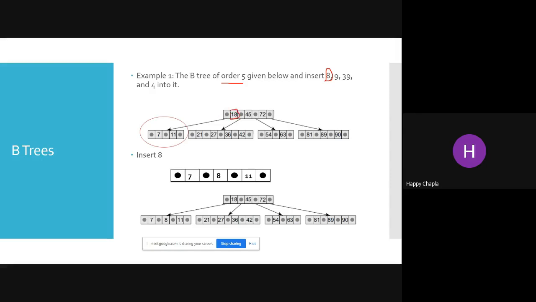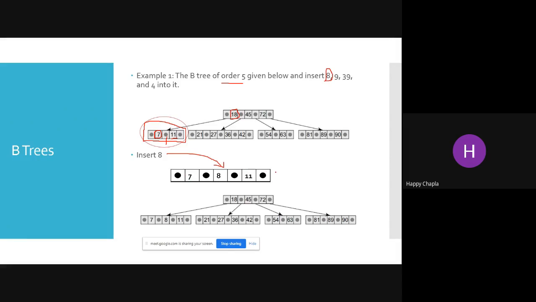So 8 is less than my 18, so moving towards the right hand side. Now is my 8 less than 7? No, greater than 7. The next key value is 11. So 11 is greater than 8. So over here I can insert 8. See this, I'm inserting 8 in between 7 and 11.